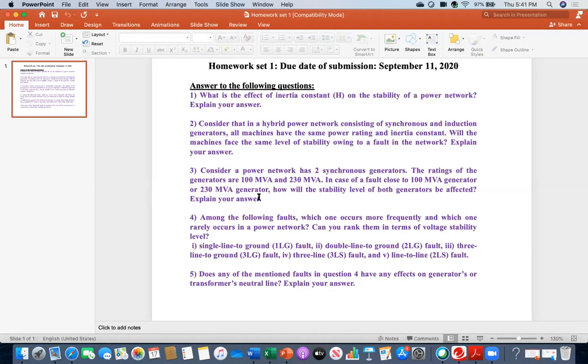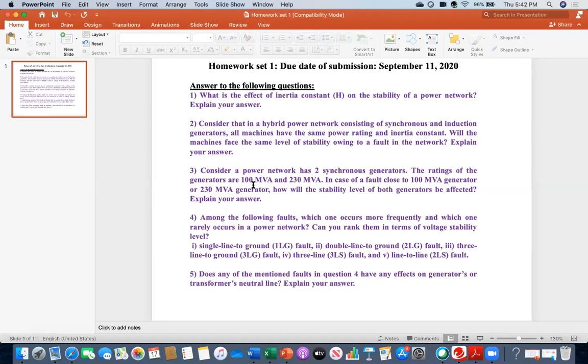Then in the second case, assume that the fault happened nearby the 230 MVA generator. Therefore, because the fault is nearby that generator, definitely there will be some stability issue. Active power, voltage, frequency, speed, everything will be changed. But the effect will go on the 100 MVA generator because its inertia is lower than the 230 MVA. Even though the fault happens nearby the 230 MVA, there will be some effect and a significant effect on the 100 MVA generator. That is the difference.